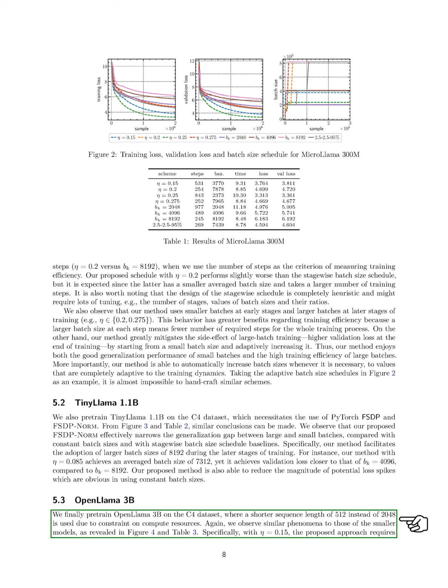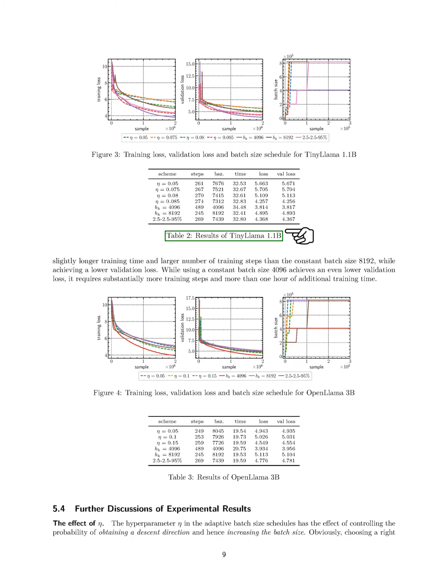Finally, for OpenLlama with 3 billion parameters, we pre-train on the C4 dataset using a shorter sequence length due to resource constraints. We observe similar trends as with the smaller models, where our approach requires slightly longer training times and more steps than constant batch sizes, yet achieves lower validation loss. While a constant batch size of 4096 yields an even lower validation loss, it demands significantly more training steps and time.